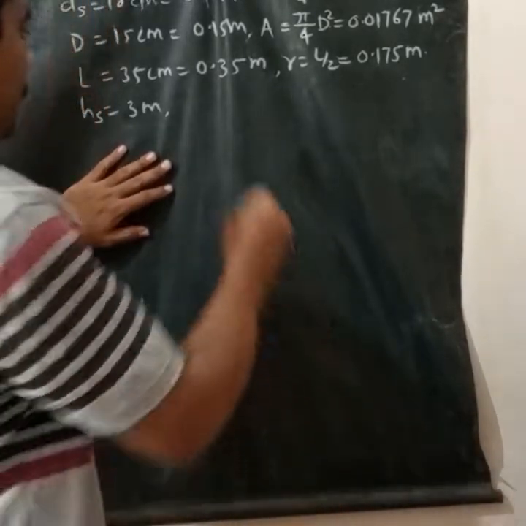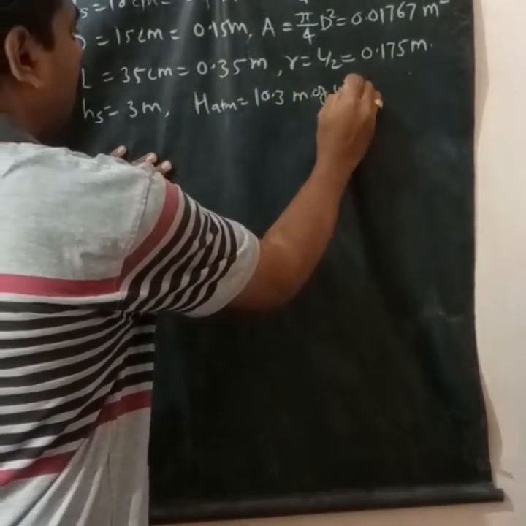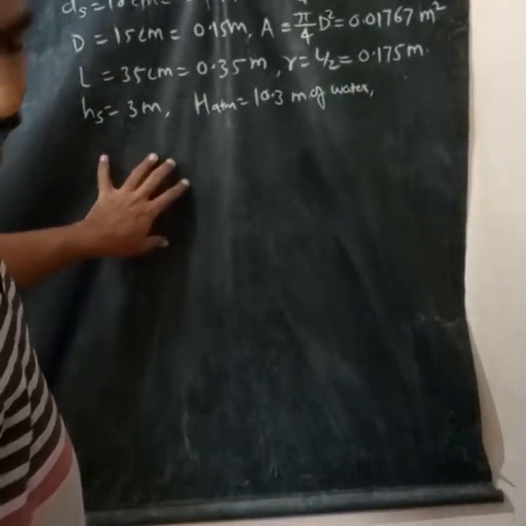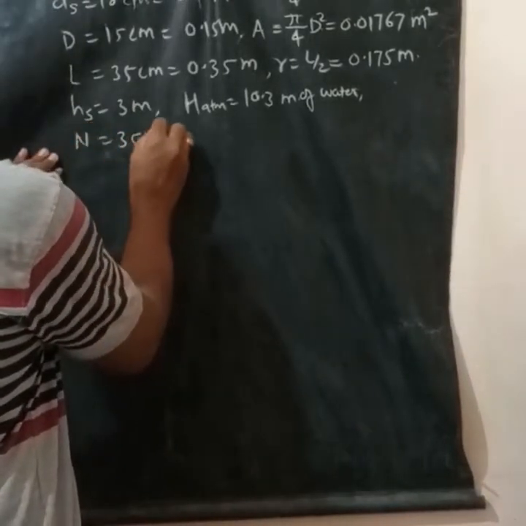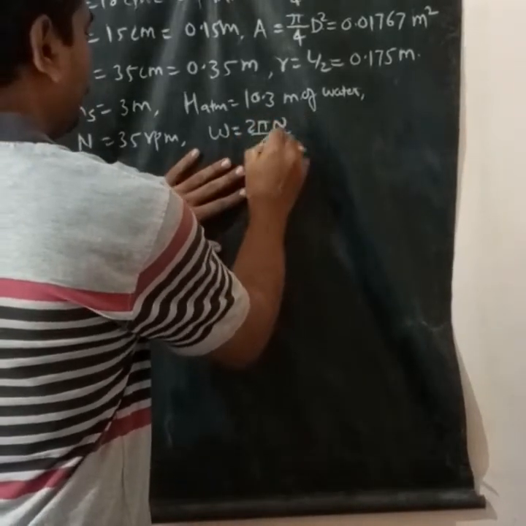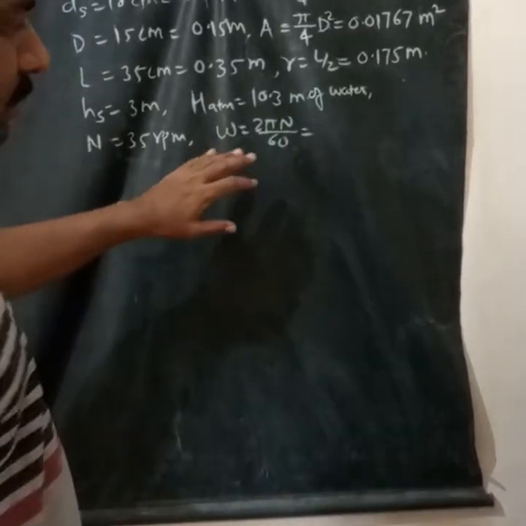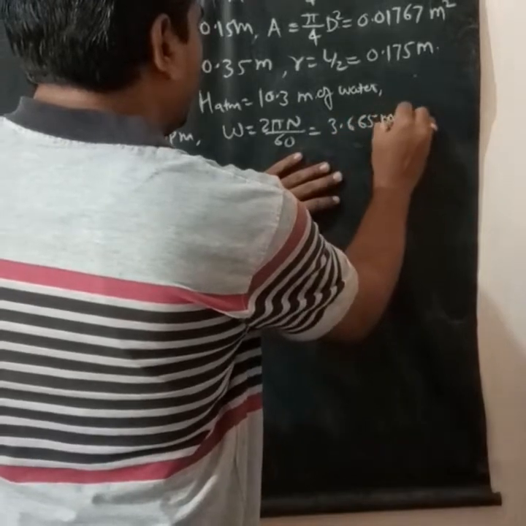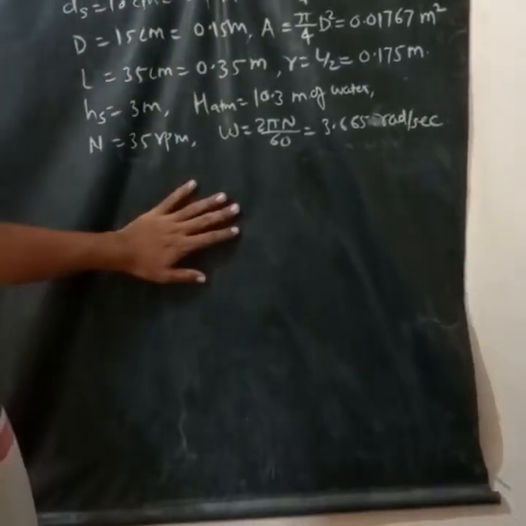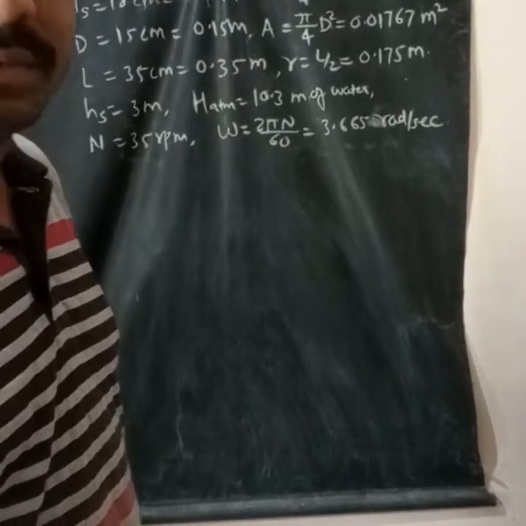The atmospheric pressure head is given as, and even if it is not given, you should know it is 10.3 meters of water. Now the speed of the pump is given as 35 rpm. From that we can calculate omega, because generally we require omega, that is 2 pi N by 60, and we get the value of omega as 3.665 radian per second. So this is the data which is given to you. Now what you have to calculate? You have to calculate the HAS.